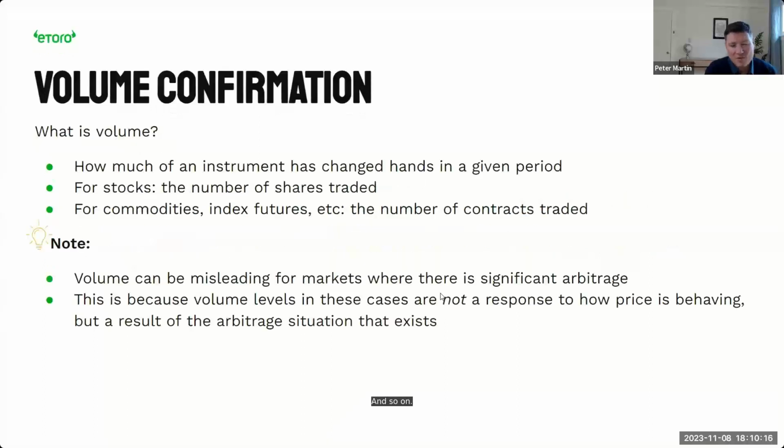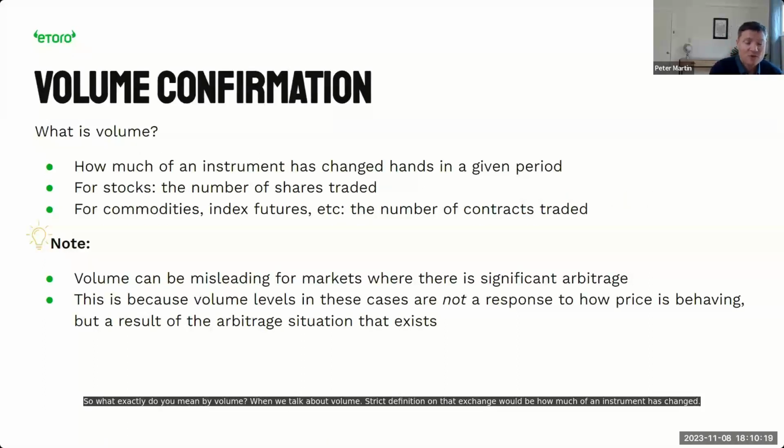So what exactly do we mean by volume? When we talk about volume, the strict definition on an exchange would be how much of an instrument has changed hands in a given period. So if we were looking at a share, if we were looking at IBM on the New York Stock Exchange, then it's how many shares in IBM have actually traded in that day, not the number of individual transactions. So it's the combined number of shares that have changed hands.